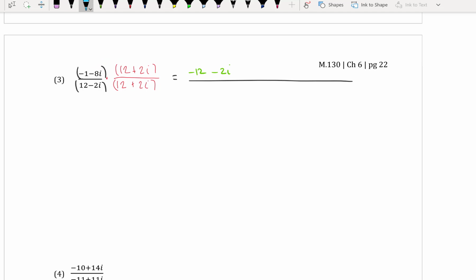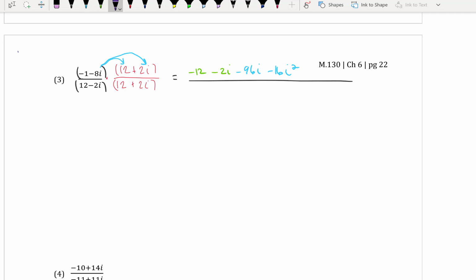Now I'm going to think about this -8 being multiplied. So -8 times my 12 is a -96i. And I have a -8 times a positive 2, which is a -16. And I have i times i, so I have that i squared.